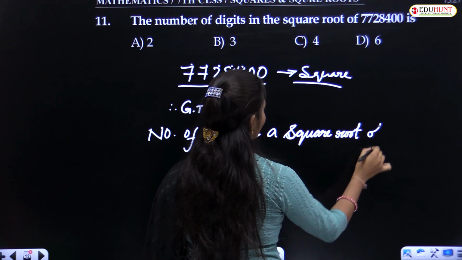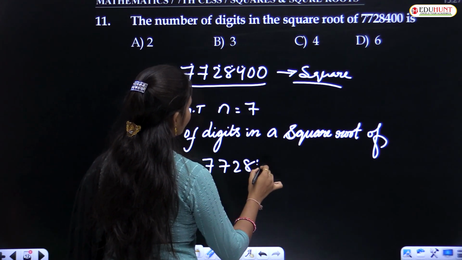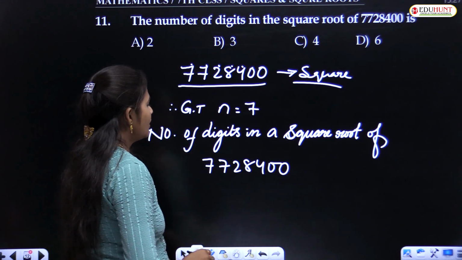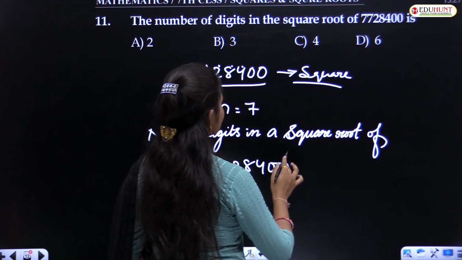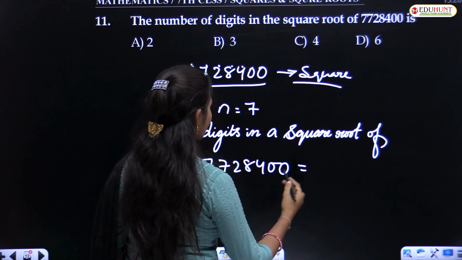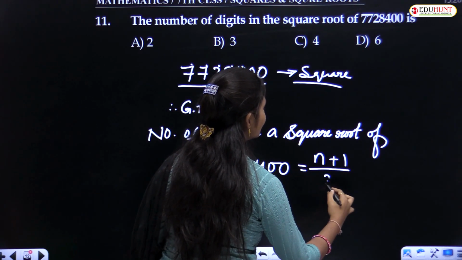What is the square root of the number 7,28,400? In this number, how many digits are there in its square root, they are asking. So that is an odd number, no? So that is n plus 1 by 2.